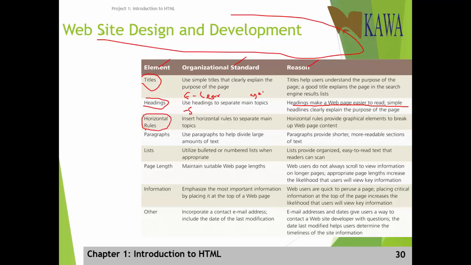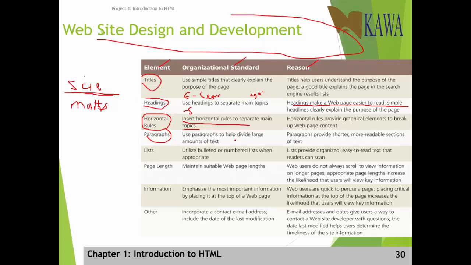So we'll take a look at horizontal rules. Insert horizontal rules to separate main topics. A horizontal rule is a line in between. If up here it's science, for example, then when you are going to another subject, you can use that line to show now we are going to math. Okay.